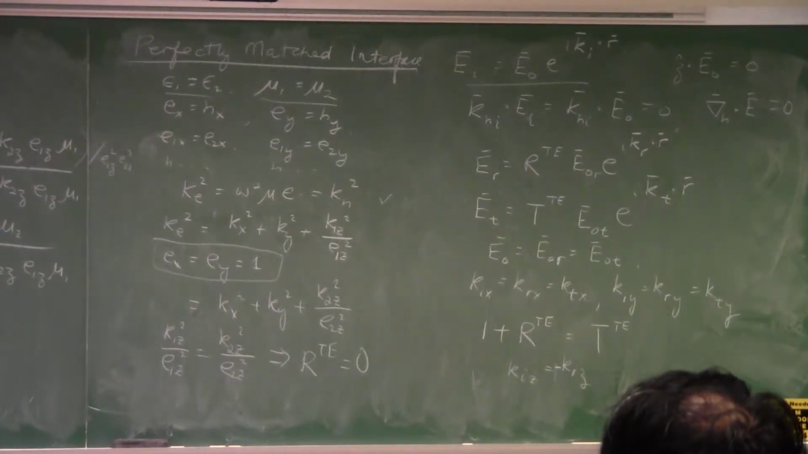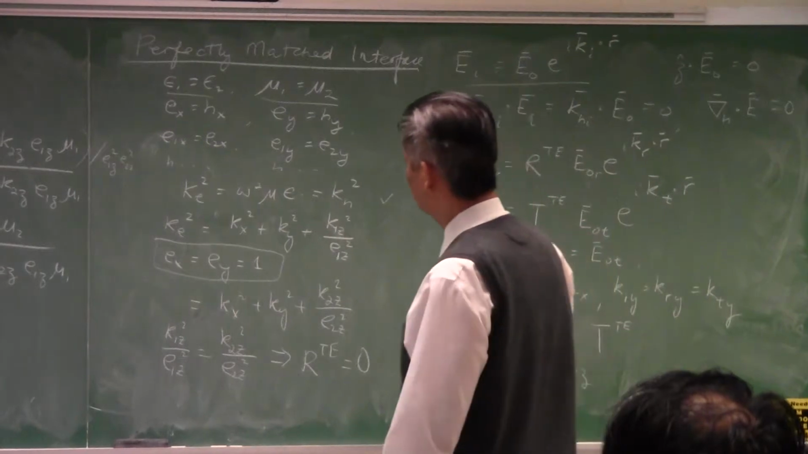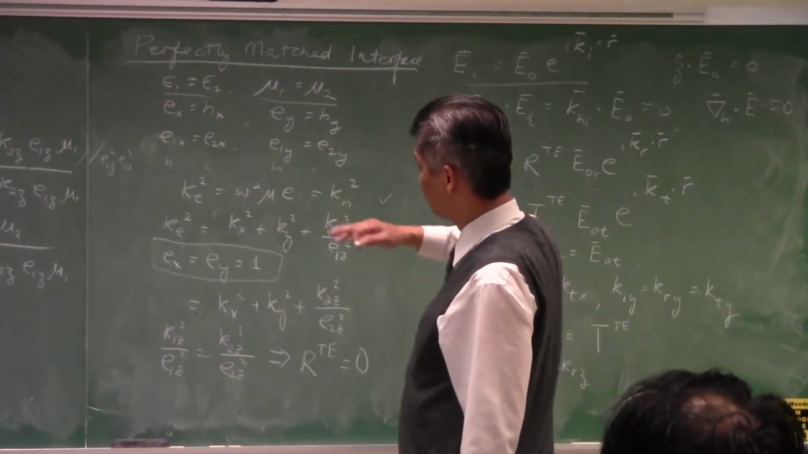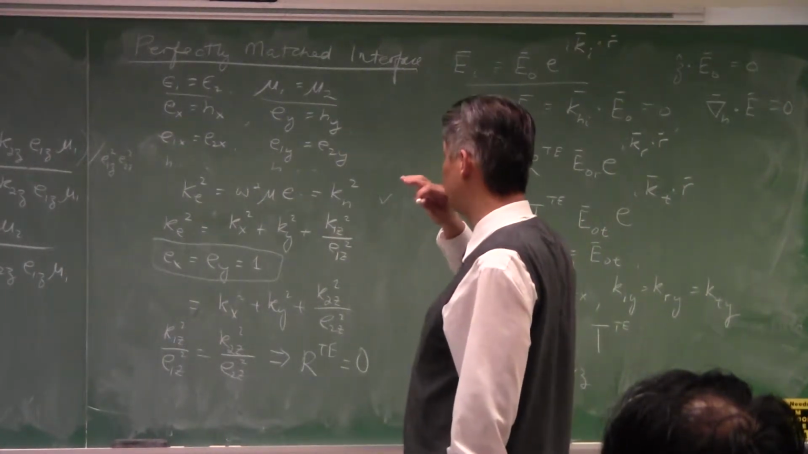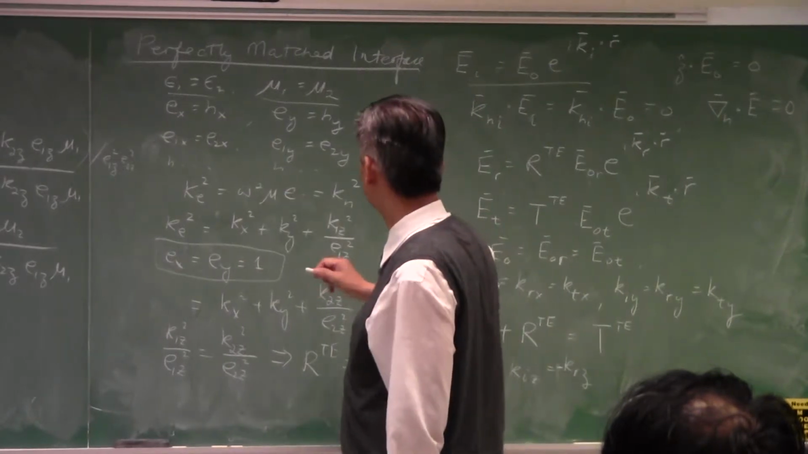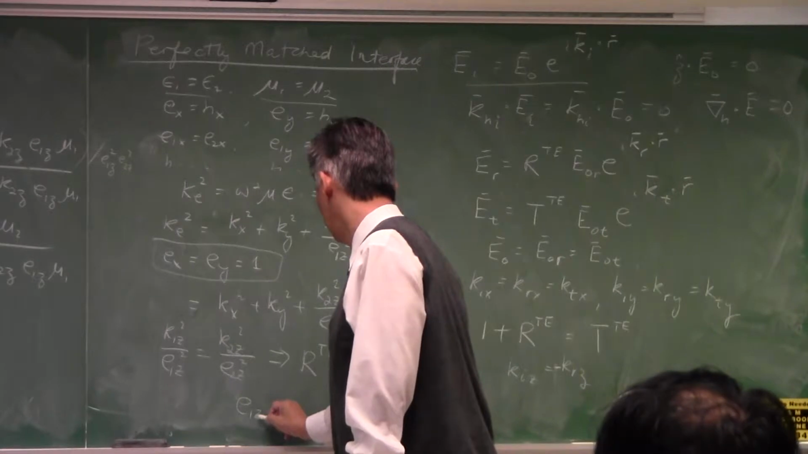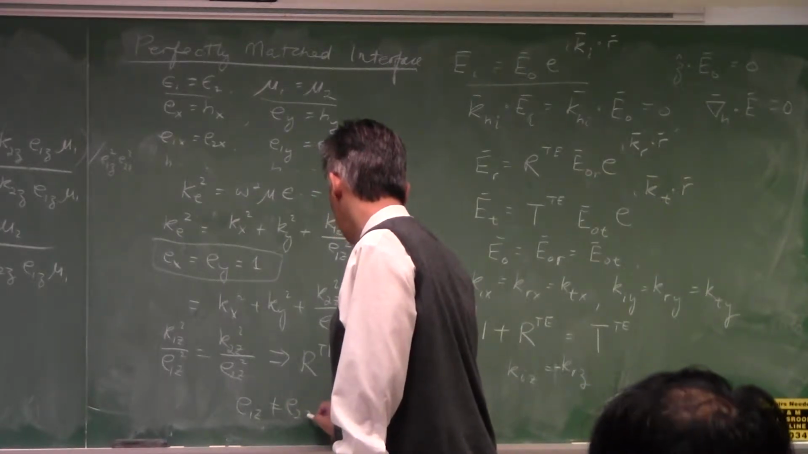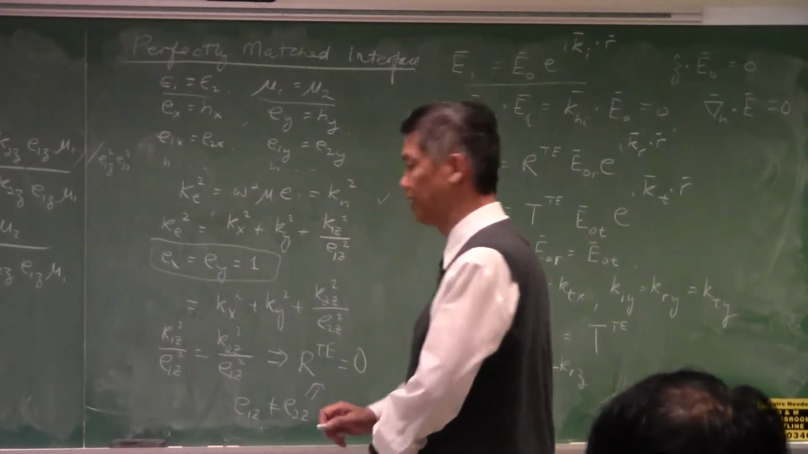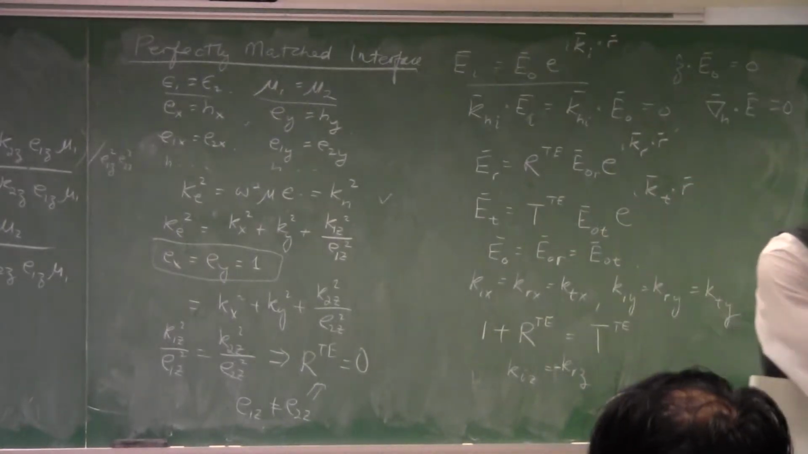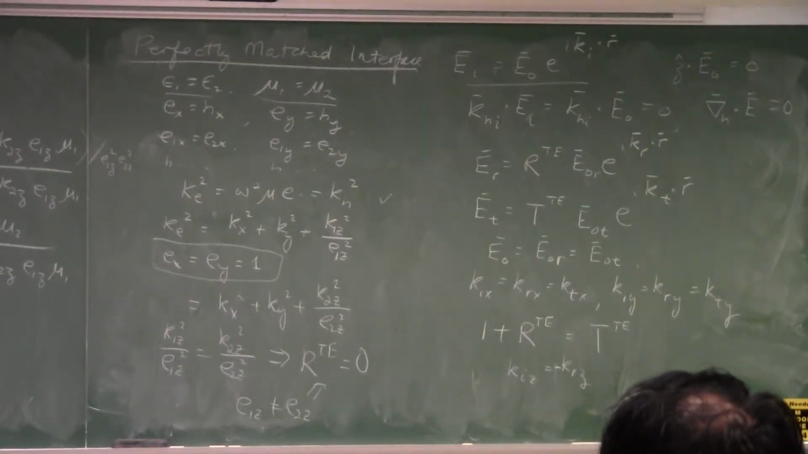So I can have a single interface where the two media are the same, but the stretching parameters are different in the z direction, E1z not equal to E2z. I will still have a perfectly matched interface. And this is irrespective of what angle the plane wave is coming in. The plane wave can come in any angle. There will be no reflection at all.